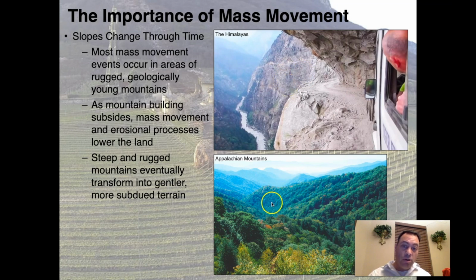Notice that the slopes are gentler in the Appalachians than we see in the Himalayas. It's a very, very different slope that we're seeing there. So steep and rugged mountains eventually transform into gentler, more subdued terrain. It's the landslides that make this happen. Okay, anything that falls off of here is going to wind up in that gully. Anything that winds up in that gully is going to get washed out by that river. Landslides are going to be pretty dramatic in this environment.